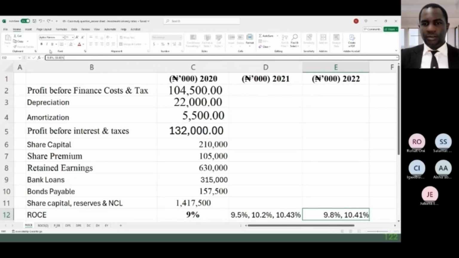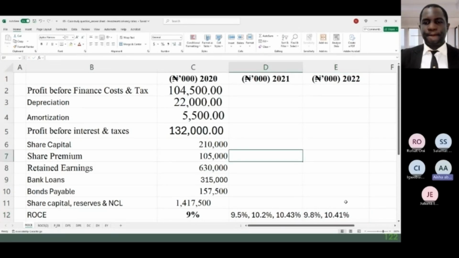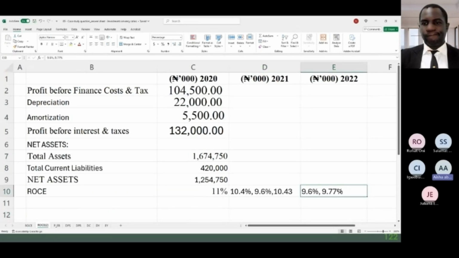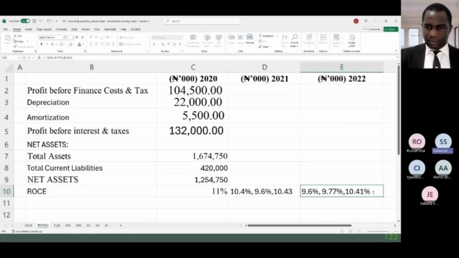Okay, fantastic. Thank you for that. So, for 2022, the net asset calculation is 10.41. For 2022, 10.44. My own net asset calculation for 2022 is 10.45. Okay, 10.45.